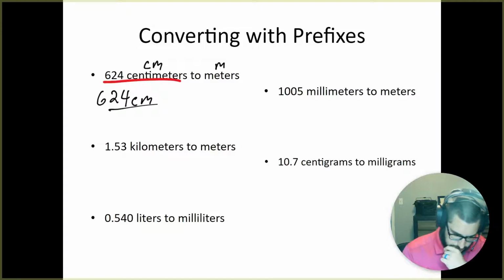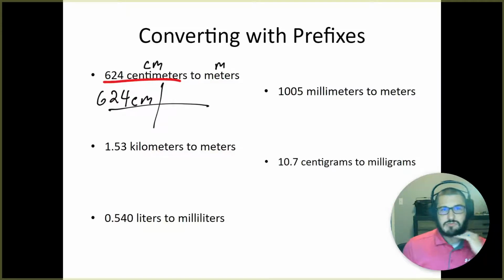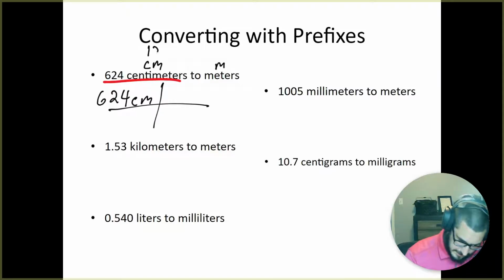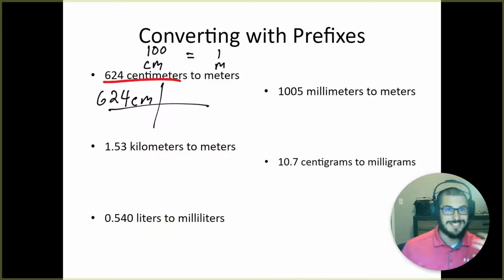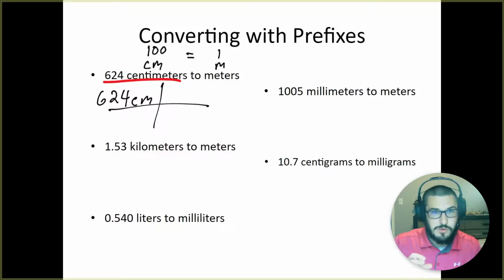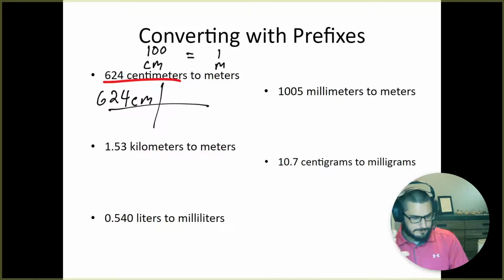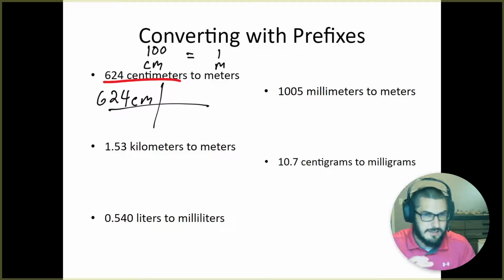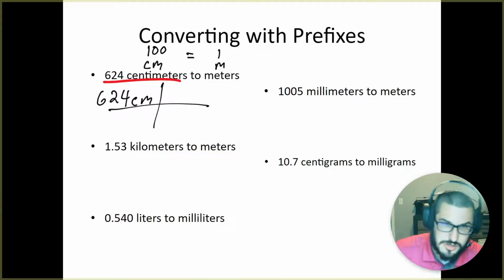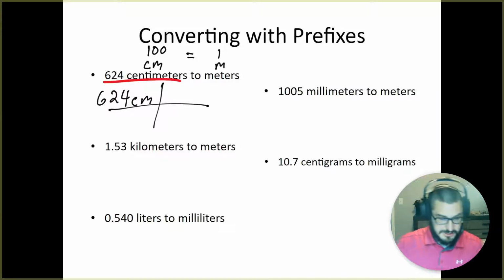I know that centi means 100, so there's 100 centimeters in 1 meter, because centi is the smaller one. I've got 100 centimeters in 1 meter. So then this is what we call the train tracks, or the T-chart. It helps us do conversions. We're going to dive more into this in a later unit, but I want to give you guys the structure of it here in case you haven't seen it before.